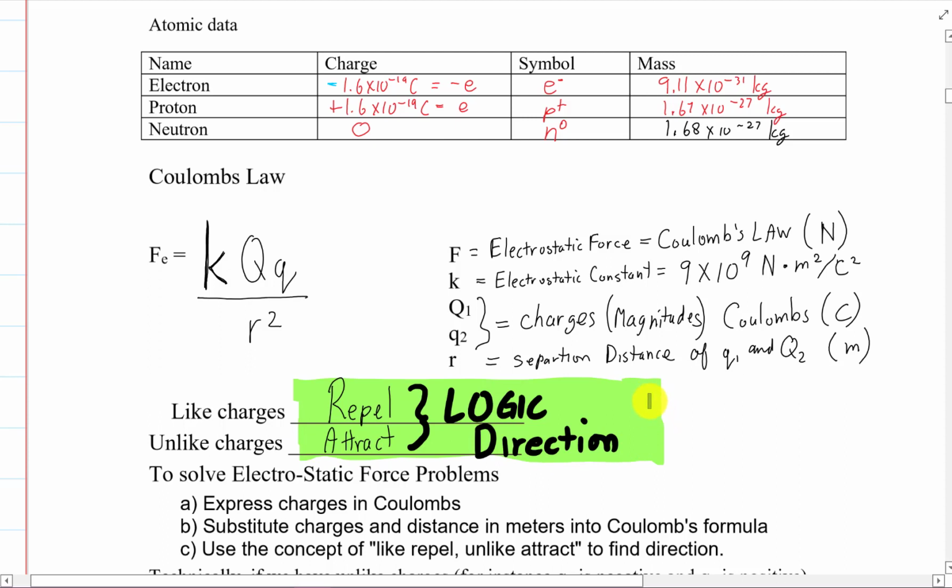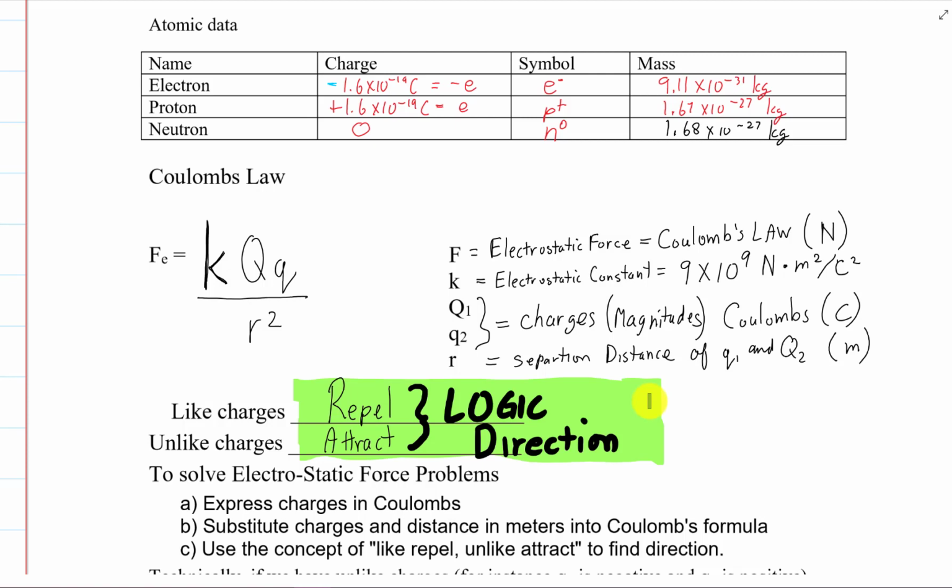So if in our calculations of KQQ over R squared, we get a negative, ignore it. Who cares? Because the negative only told us the direction, and that's not how we're doing it anymore. We're figuring out the direction by logic. We're not figuring out the direction by a negative.